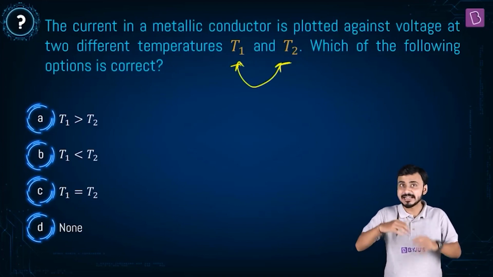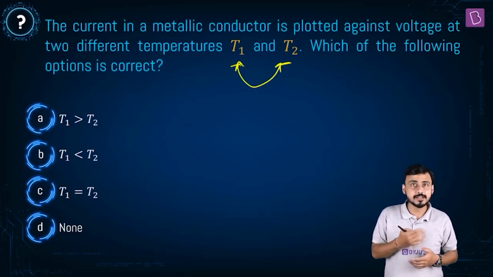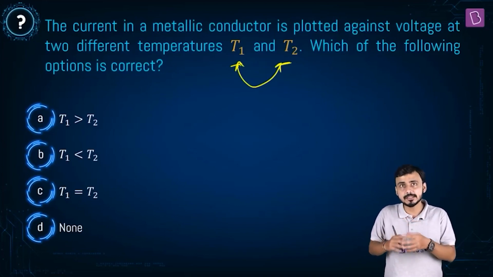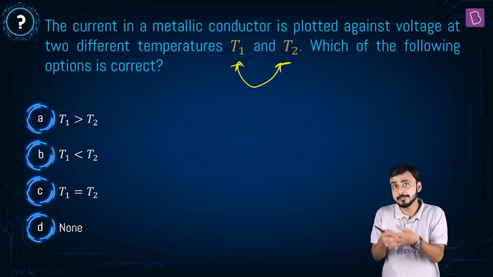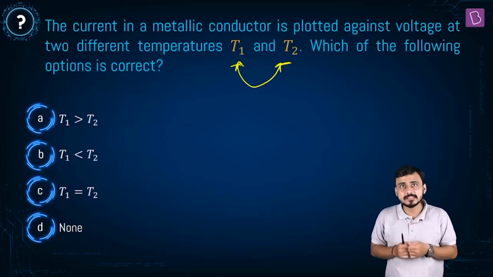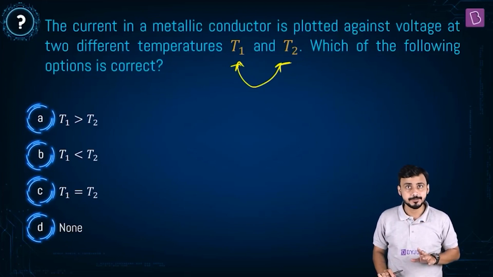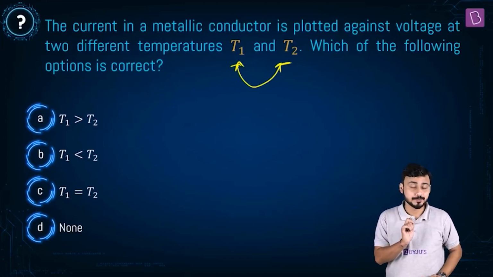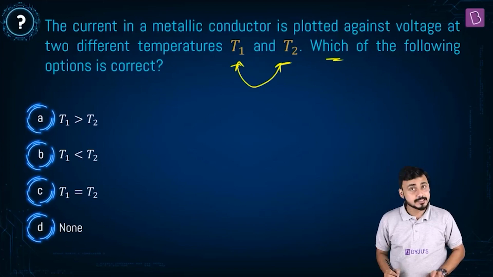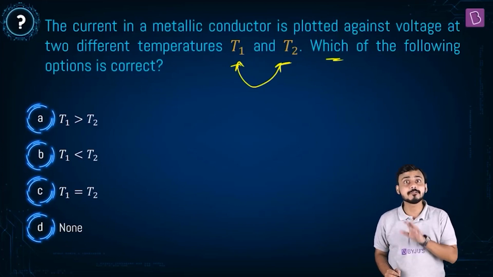In one case, the metallic conductor is at a temperature T1. In the other case, the metallic conductor is at a temperature T2. And in the two cases, we apply a voltage and we measure the current. Then we change the voltage and we vary the current. And we plot I versus V graph, right? And the graphs are given to you. Which of the following options is correct based upon the graph which is given to you?